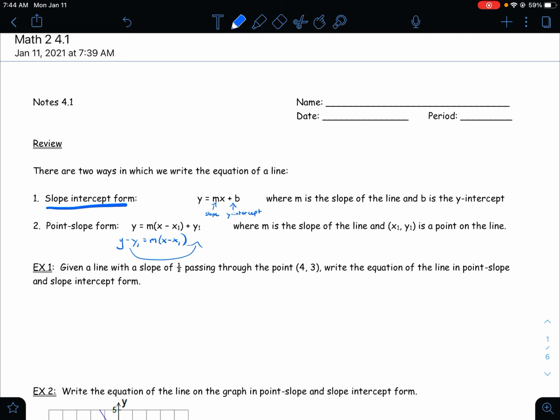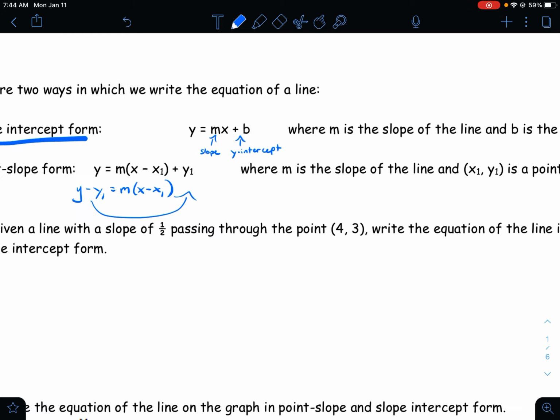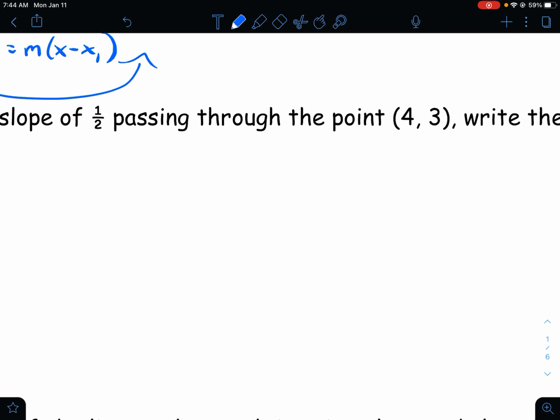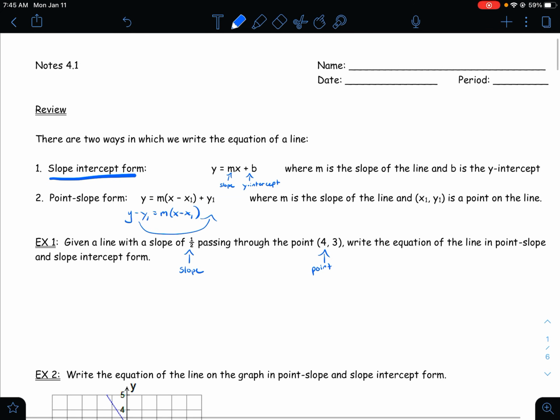So let's go ahead and take a look at number 1. It says, given a line with a slope of 1/2 passing through the point (4, 3), write an equation of a line in point-slope and slope-intercept form. They did ask for it in point-slope form, but really, you need to decide, well, what did they give me here? They gave me a slope, and they gave me a point. So what do I want to start out with here? Well, I want to start out with point-slope form.